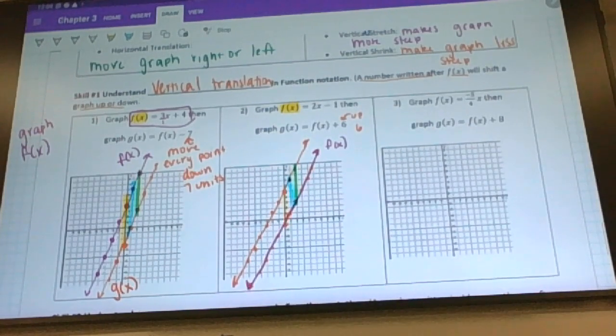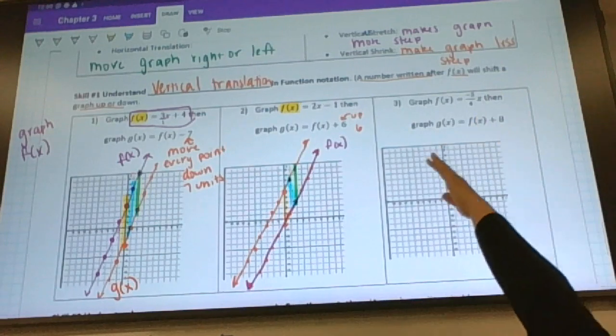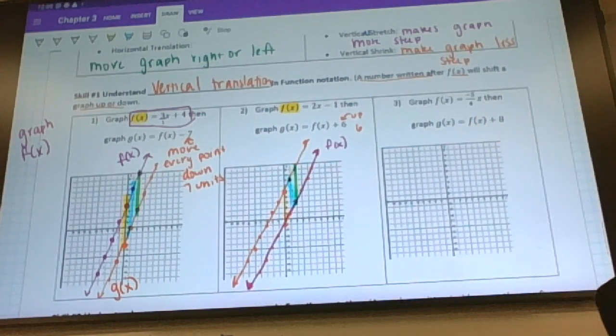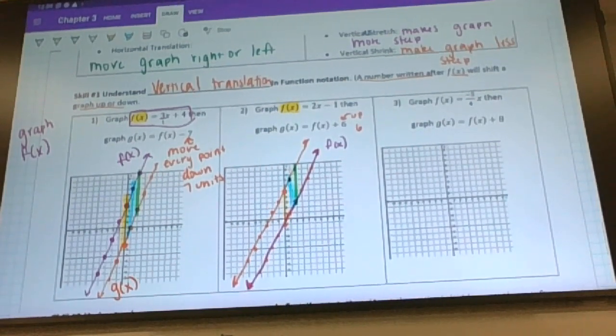Okay, now number 3, I expect some mistakes because it's a negative slope. So we'll see. Number 3, your line should be going downhill because it's a negative slope. Where do we start number 3? Another question: is the whole fraction negative?